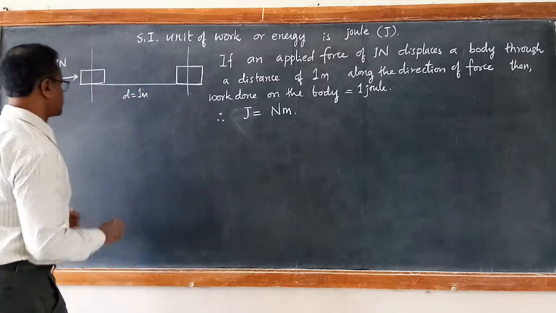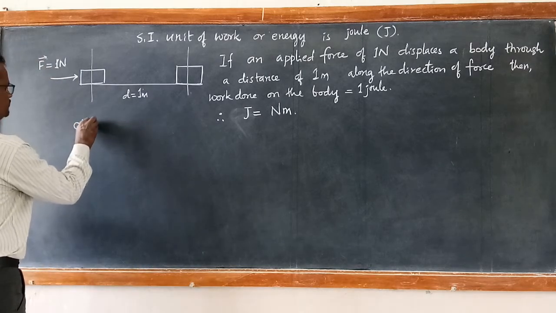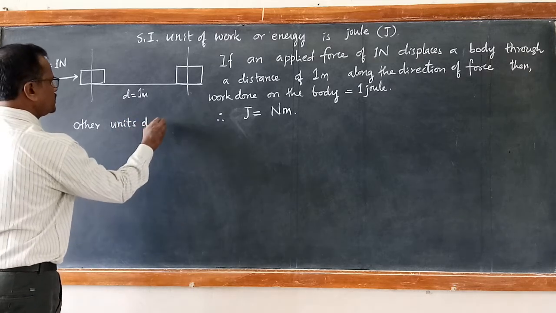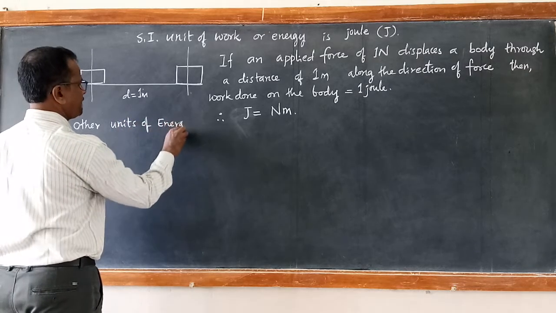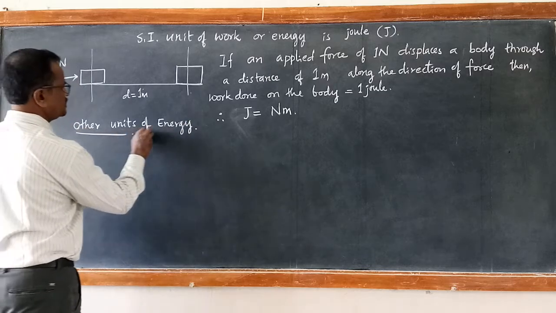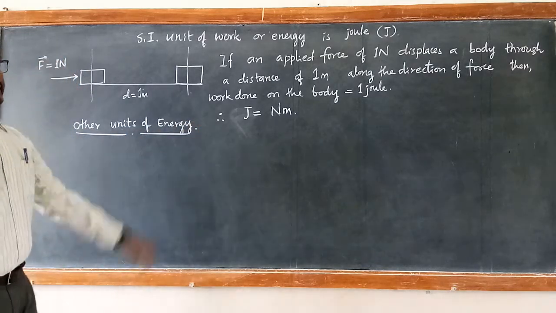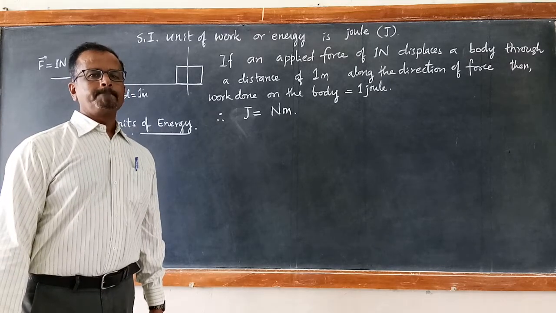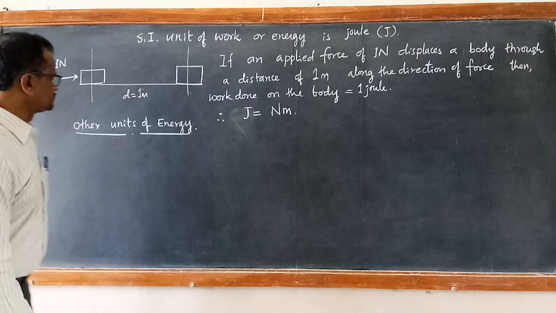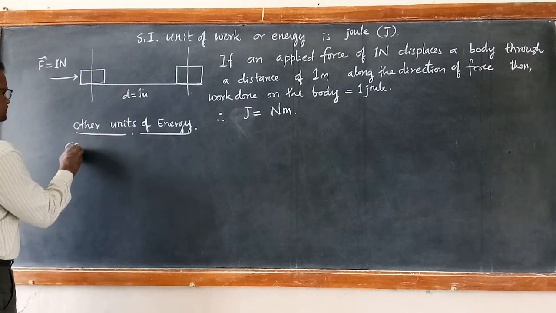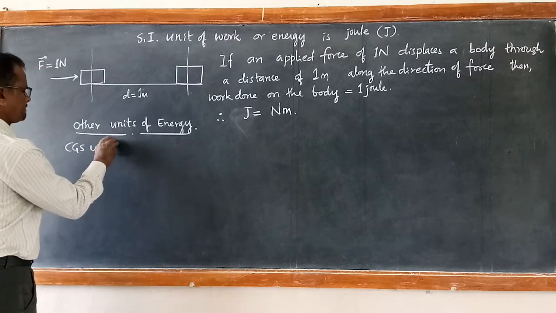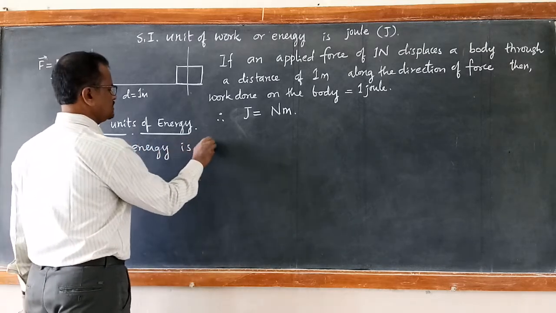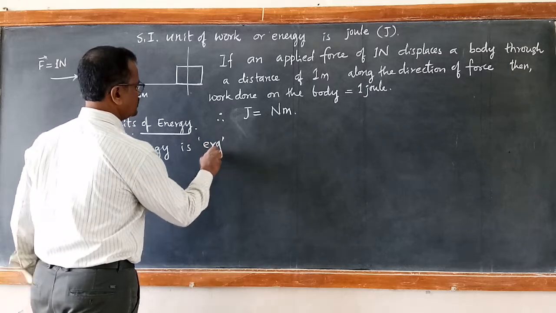What are the other units? Other units of work done or energy. So this is the SI unit. In CGS unit we use the unit called erg. The CGS unit of energy is erg. Remember, 1 erg.